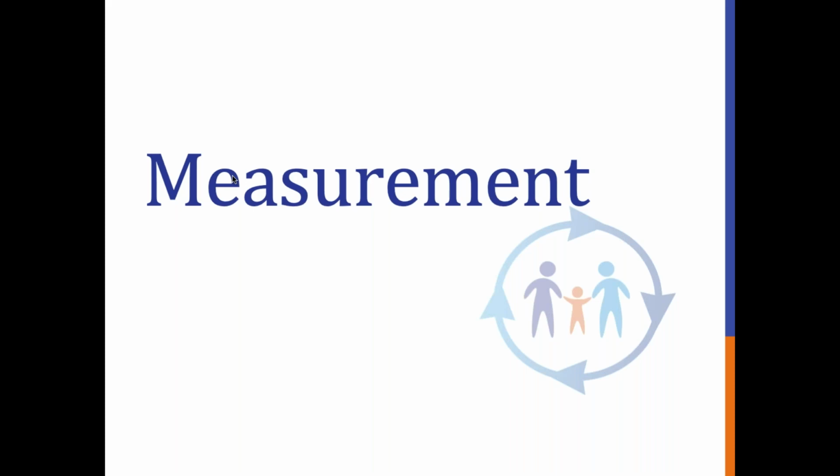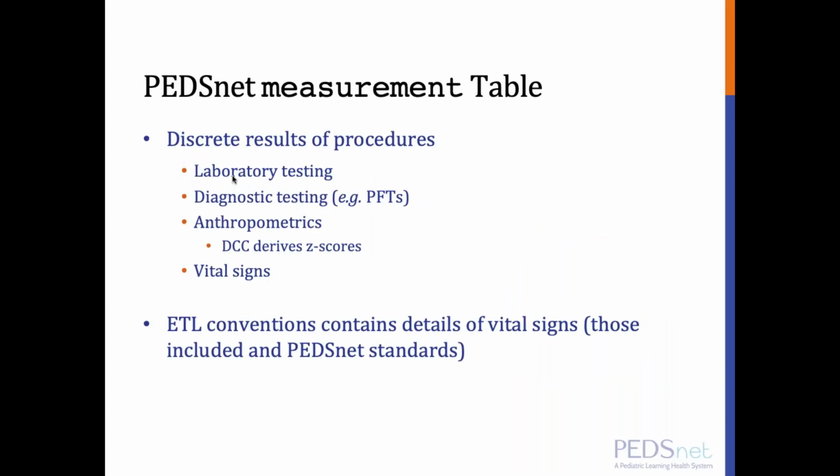Okay, great. So we already spoke a little bit about how procedures can relate to measurements, but we're going to speak to measurements as a whole. So the measurement table captures discrete results of procedures. This can include lab testing, it can include anthropometrics. There are also some measures that the DCC derives after we receive your data. So for example, BMI scores, BMI-Z scores are computed after the data is already in the data model.